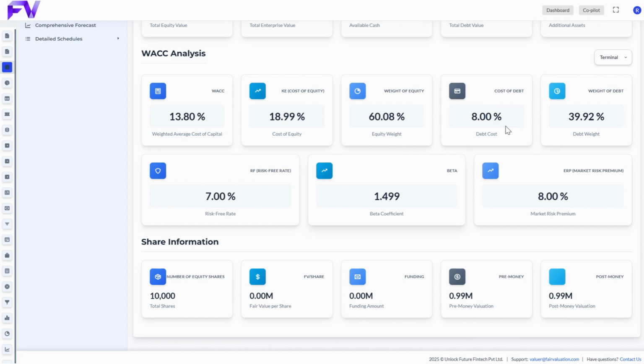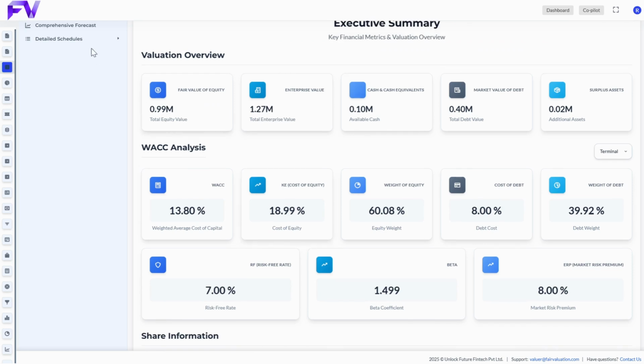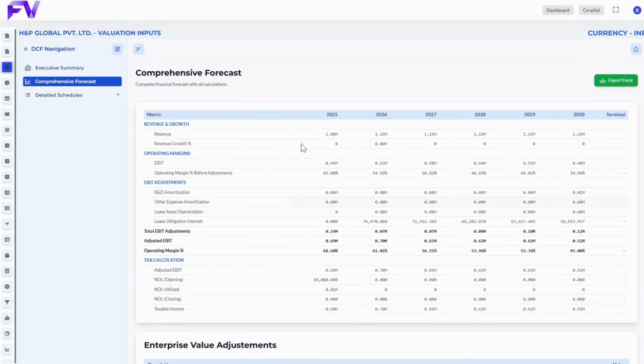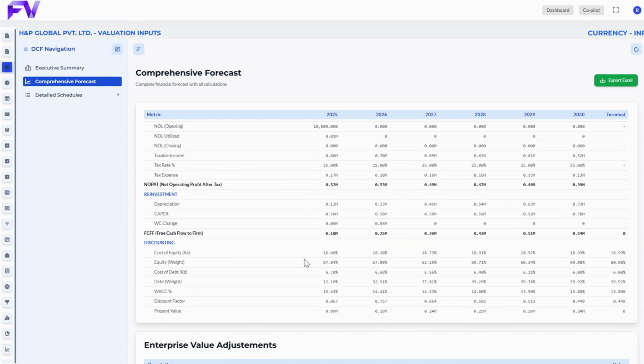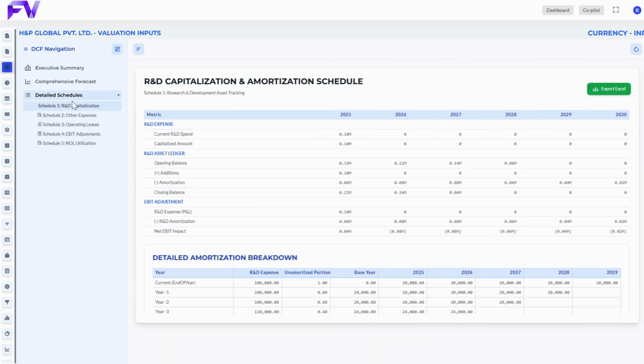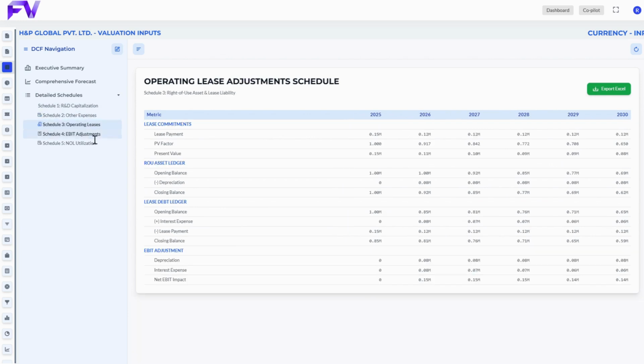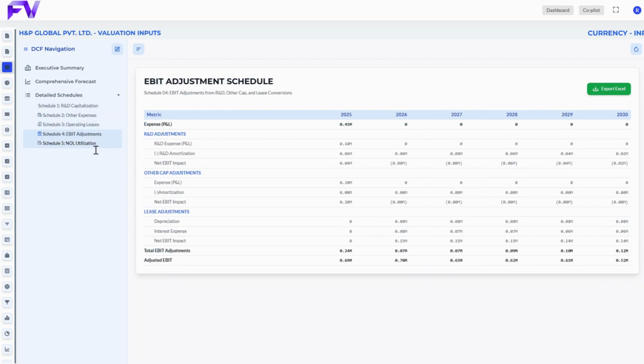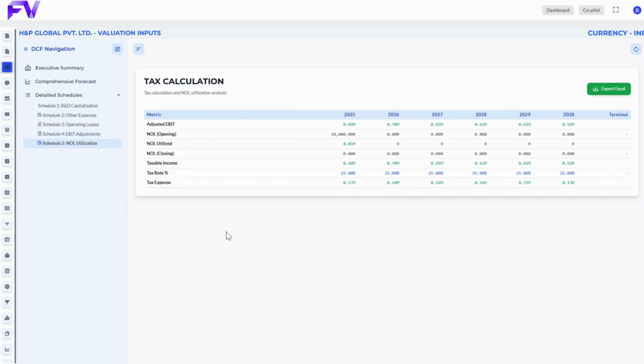The comprehensive forecast presents a complete multi-year financial projection, showing revenue growth, margins, taxes, reinvestments, discounting, and final equity valuation. The Schedules section provides detailed breakdowns of key adjustments, including R&D capitalization, other expenses, operating leases, EBIT adjustments, and NOL utilization to support accurate valuation analysis.